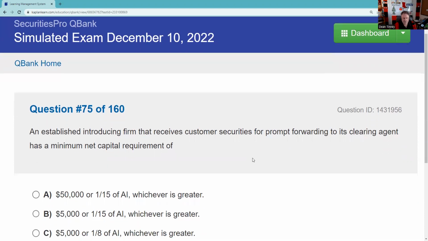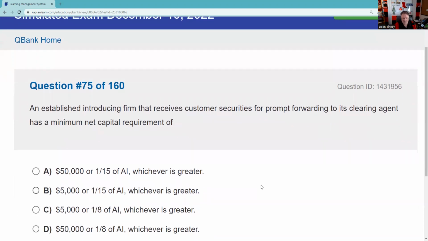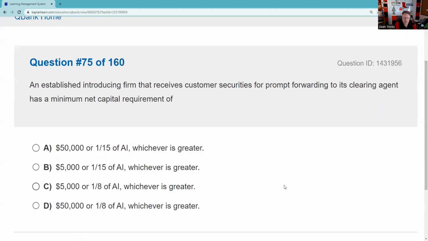An established introducing firm that receives customer securities. That's important because if you were a first-year firm, it wouldn't be 15 to 1 or 1 to 15. Again, the trick is there are 2 ways to express this. As an established firm, you can have $1 net capital to support $15 in aggregate indebtedness. So that would be 1 to 15, or you can have $15 in aggregate indebtedness for every $1 net capital. So here they give us all the 50,000. And so we need to know you have to aspire to and meet your highest standard.